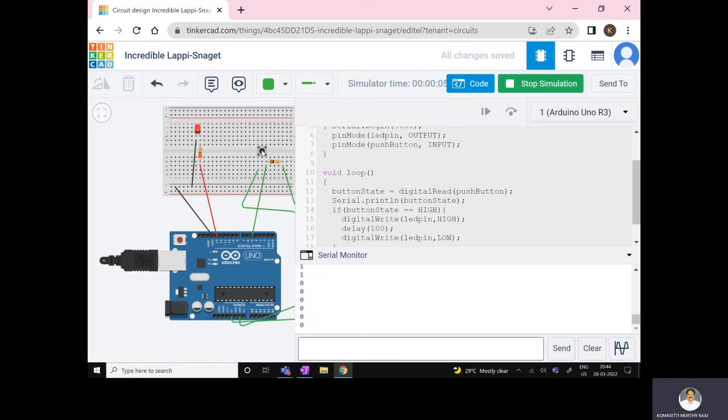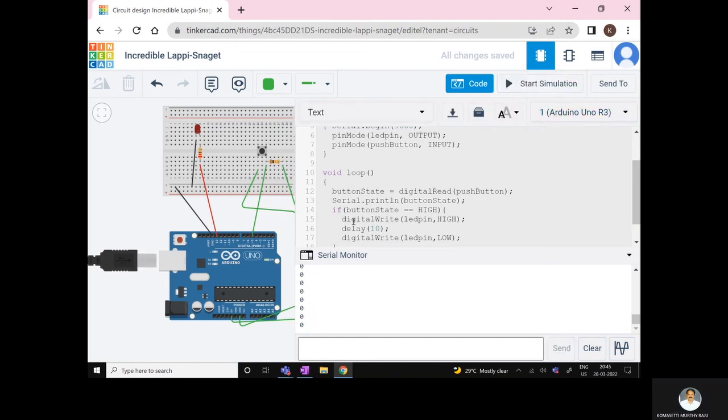Instead of 100, we use 10 milliseconds. Here zeros are converted to ones very fast, and the LED is on. Release the push button and press the button again: all are ones, the LED is on. Release the push button, all are zeros, the LED is off.